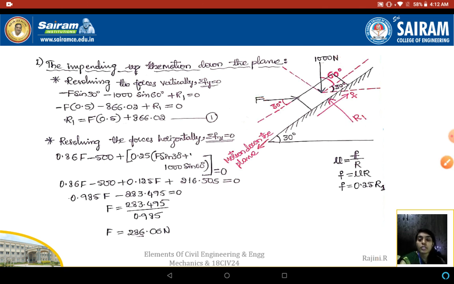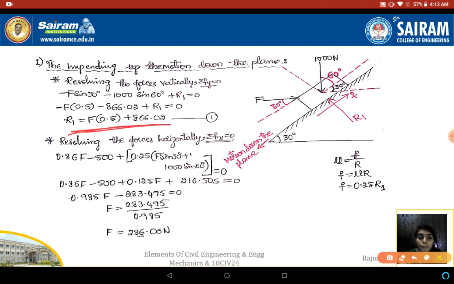If you substitute, minus F sine 30 degrees means 0.5, minus 1000 sine 60 is 866.02, plus R1 is equal to 0. If you shift everything to this side, minus will become plus, so R1 is equal to F into 0.5 plus 866.02. This will be equation number 1. So we got the R1 value.